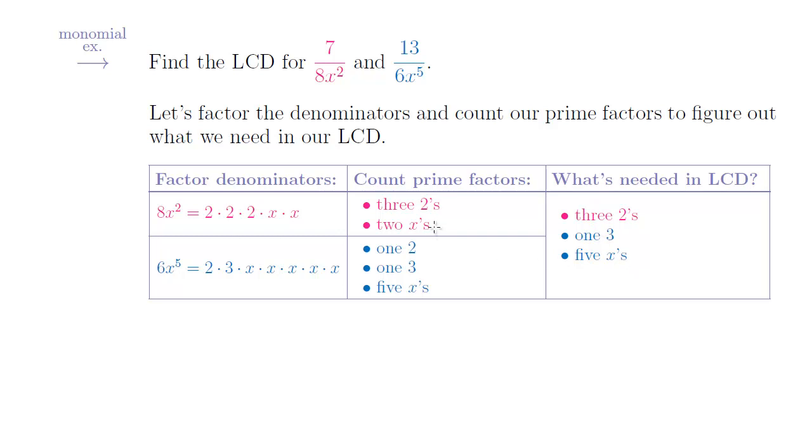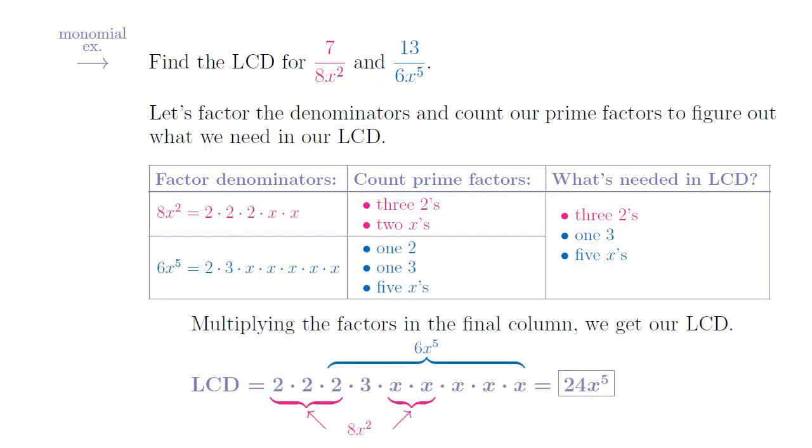And then x's, there are 2 x's and 5 x's. The greatest number is 5 x's. So we'll need 3 2's, 1 3, and 5 x's. Multiplying those factors in the final column, we obtain our LCD. Our LCD is 3 2's, 1 3, 5 x's, which when multiplied together gives us 24 times x to the fifth.